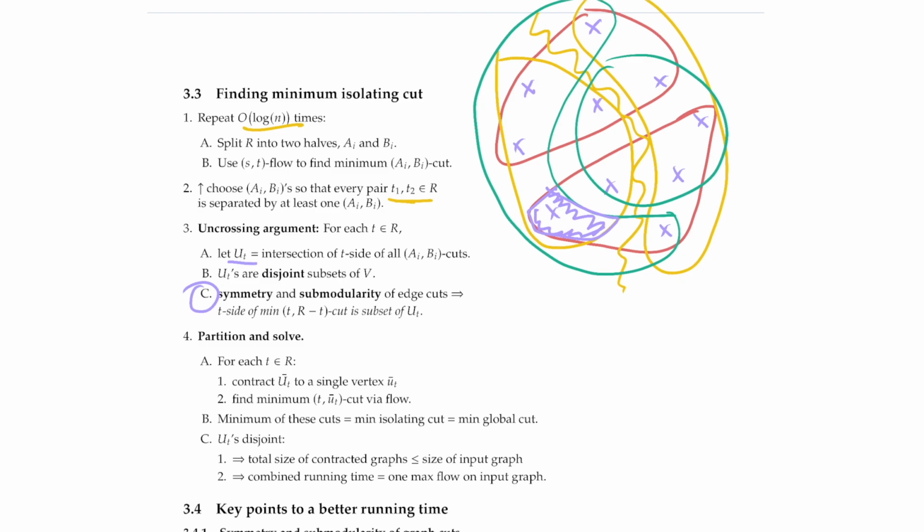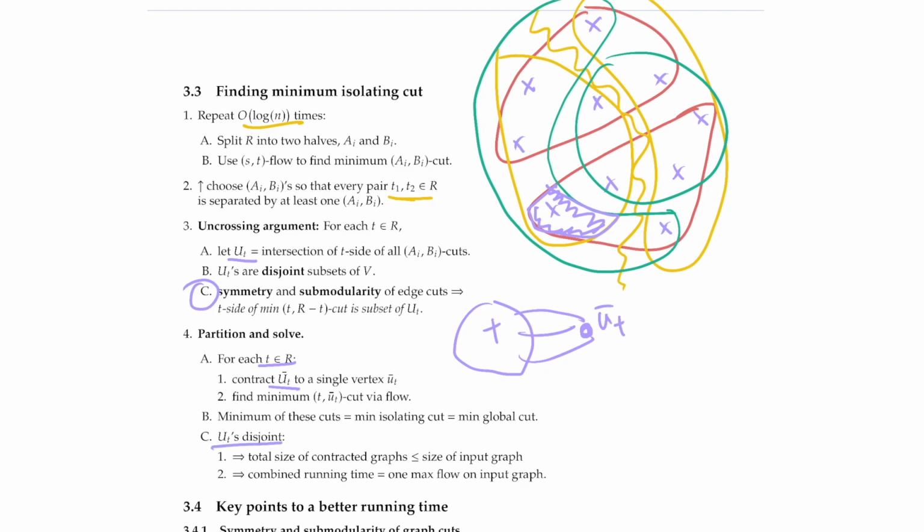So for each of these terminals, you take everything else and you contract it to a single vertex. So maybe you're looking at some t and there's some region, and you've taken everything else and you've shrunk it to a single vertex, and then you find the minimum flow to get the cut. Okay, and so what's making this work?